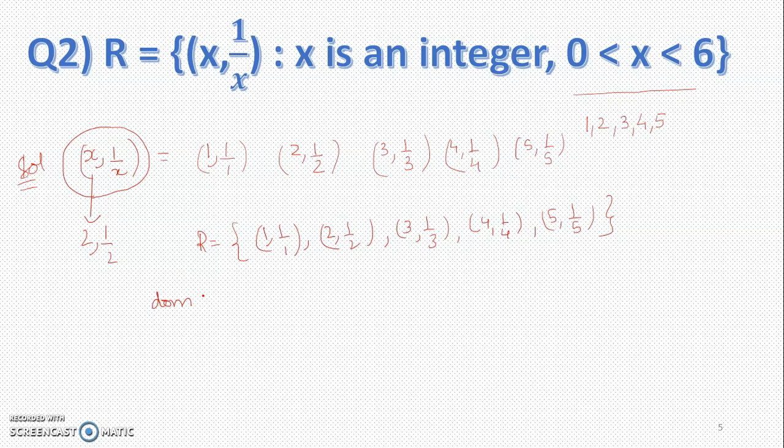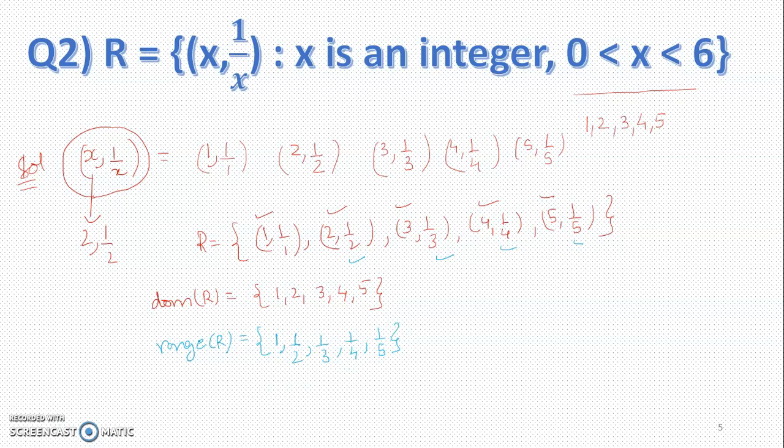So now we will write the domain of R. What is the domain of R? The set of first coordinates, right? So the set of first coordinates will give me 1, 2, 3, 4, 5. Now I will write the range of R. What is the range of R, students? The set of second coordinates. So 1 upon 1 is 1, so I'm writing directly 1. Then 1 by 2, 1 by 3, 1 by 4, 1 by 5.